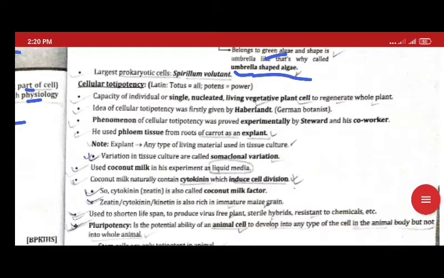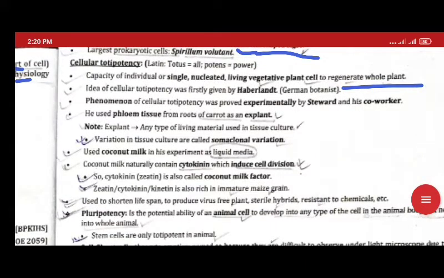Now cell totipotency is the capacity of a living vegetative cell to regenerate into a whole plant. This theory was first given by Haberlandt, and the cell totipotency theory was experimented on by whom? By Steward. Steward used phloem tissue from the root of carrot as explant, and this explant can form any type of cell.